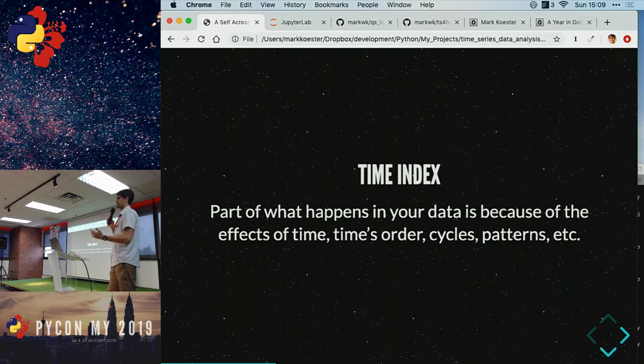So what I mean by this is that part of what we're trying to do in time series analysis is to understand the time part. So like, meaning, what are the effects of time, the order, the cycles, the pattern? So like the classic example is when you're looking at forecasting data for stocks, what you're trying to see is, you know, is there a monthly trend? Is there a yearly trend, or even longer?